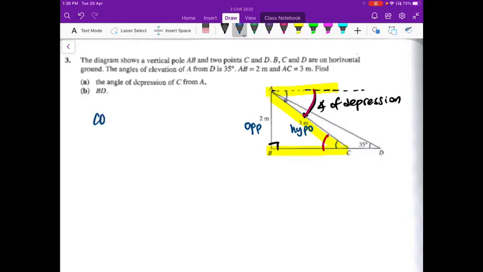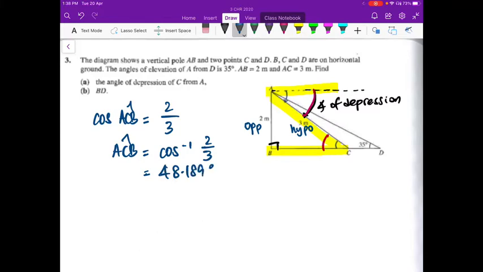Okay, cosine ACB. Opposite 2 over hypotenuse 3. ACB cosine inverse 2 over 3. So that is 48.189 degrees. So this is 48.2. So your angle of depression also 48.2 degrees.